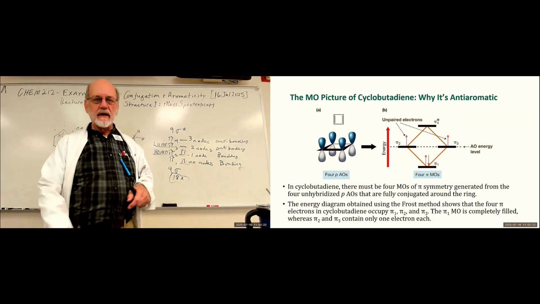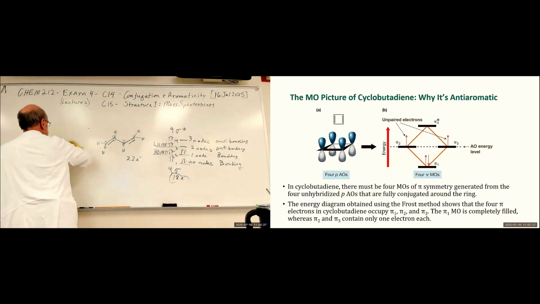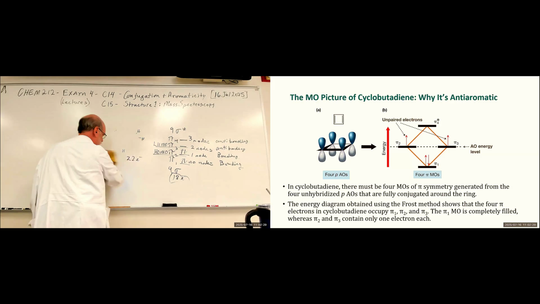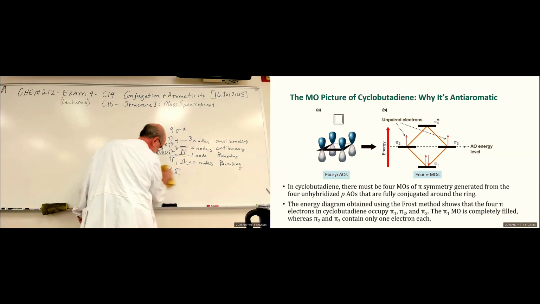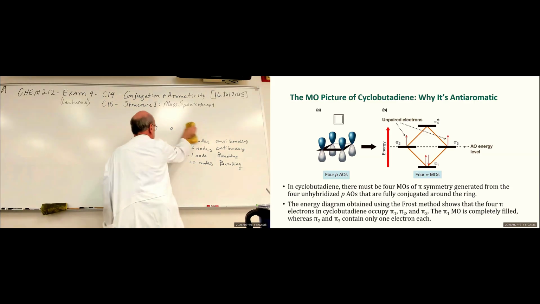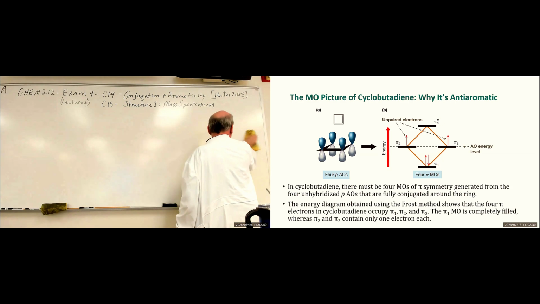Okay, now butadiene, cyclobutadiene. I'm going to use a rag. If I go with that black eraser too much, it leaves a shadow, and microfiber will take it all out.